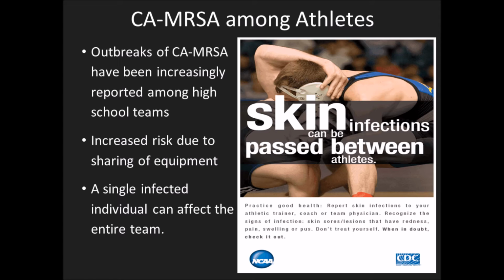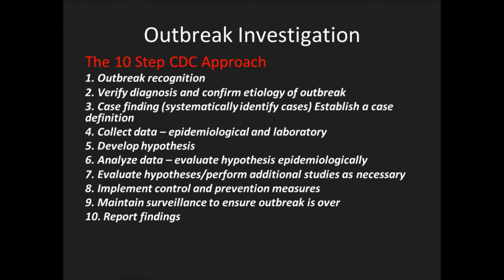including wrestling, basketball, and most frequently football teams. The increased risk of infection is mainly due to the sharing of sports equipment and/or physical contact between players. CA-MRSA is spread frequently in crowded areas such as locker rooms, dormitories, or crowded living conditions. Most infections occur when S. aureus enters through abrasions in the skin. Thus, a single infected athlete can cause an outbreak that can affect the entire team.